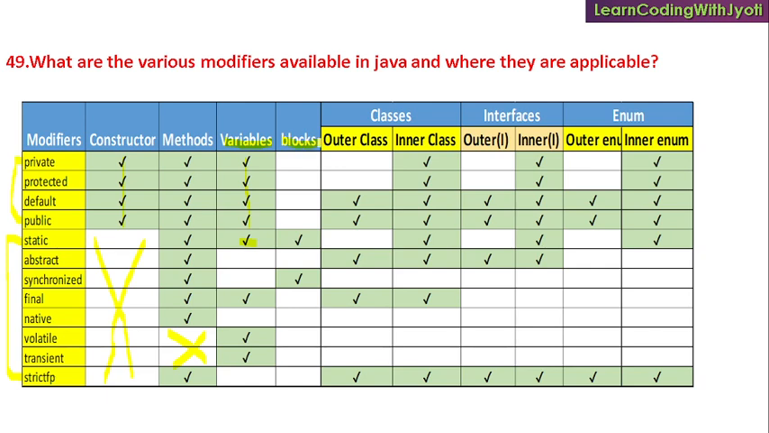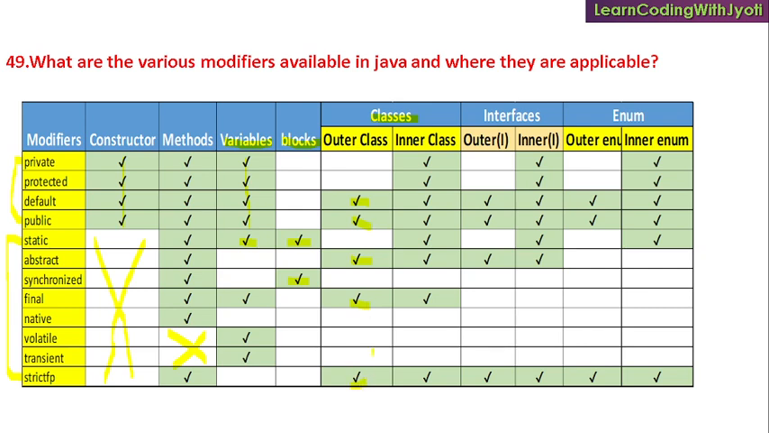For block, we use static block and synchronized block. So that's why synchronized and static are the only modifiers which are applicable for block. Let's see for classes. We have two types of classes, outer class and inner class. For outer class, 5 modifiers are applicable. These are default, public, then abstract, then final, and strictfp.